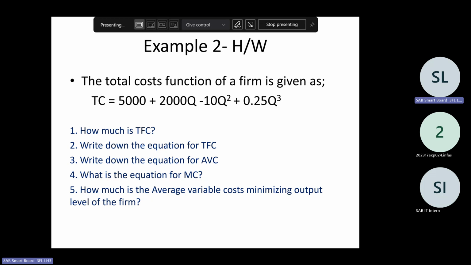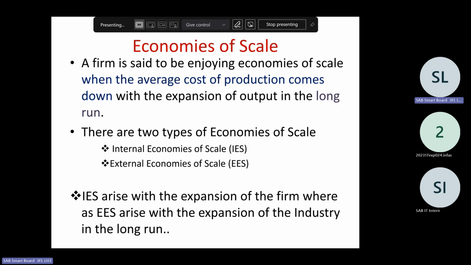Then you take the differentiation of that. Minimizing average variable cost means you need to find the minimum point. Equate it to 0 and take the second order derivative to confirm the minimum point. So you can find the average variable cost minimizing output level. Okay, you can do it.